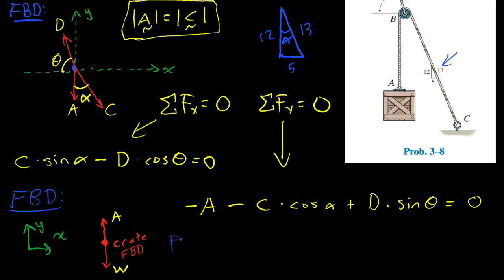And since we know that F equals ma, if F is 0, then acceleration becomes 0. So now we see something else. We see that the weight of the crate, defined as such, the magnitude of it, is equal to the magnitude of A, and that is equal to the magnitude of C.